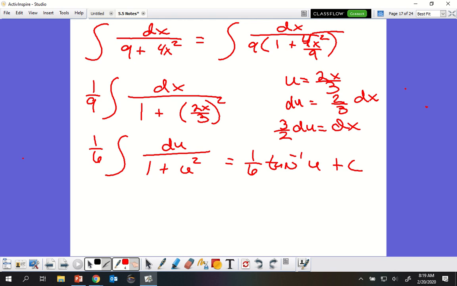And what am I doing here? Plug it back in. Plug it back in. Very good. So 1/6 arctan of 2/3 x plus c. Yay! You guys feel good about it? Questions?